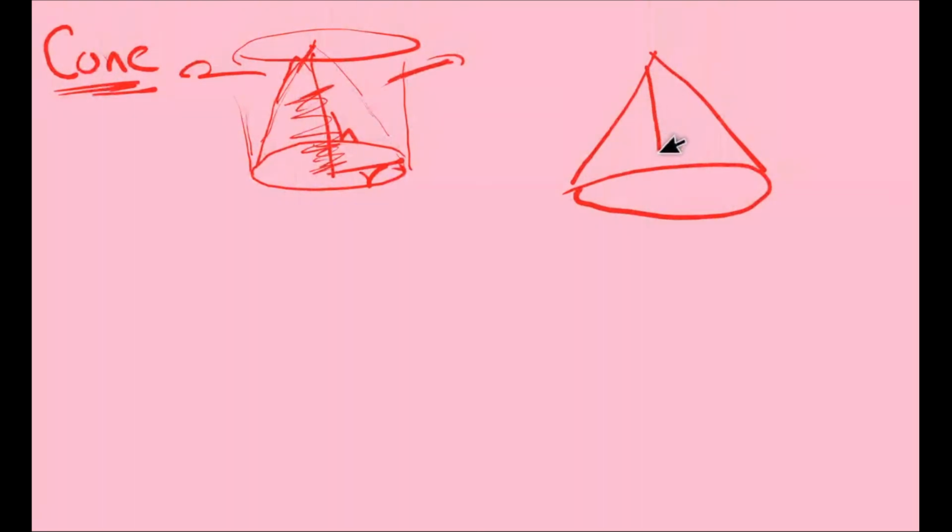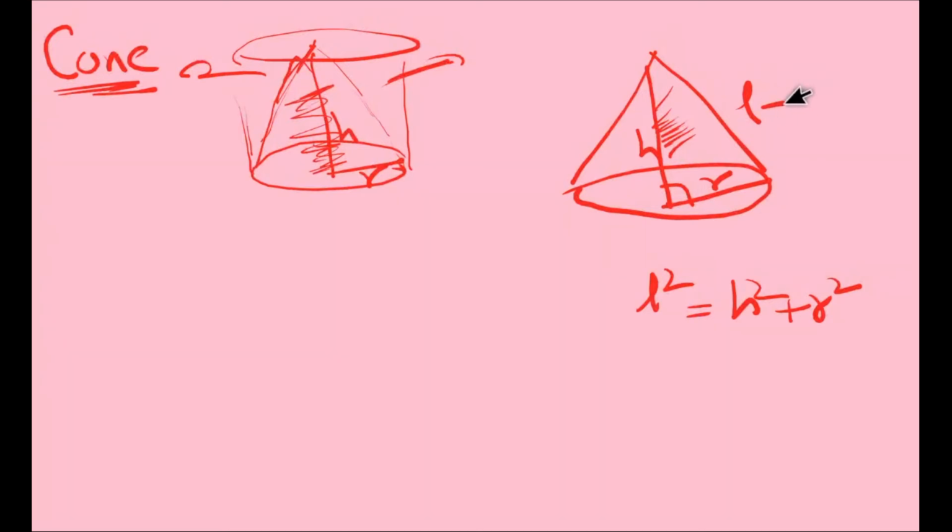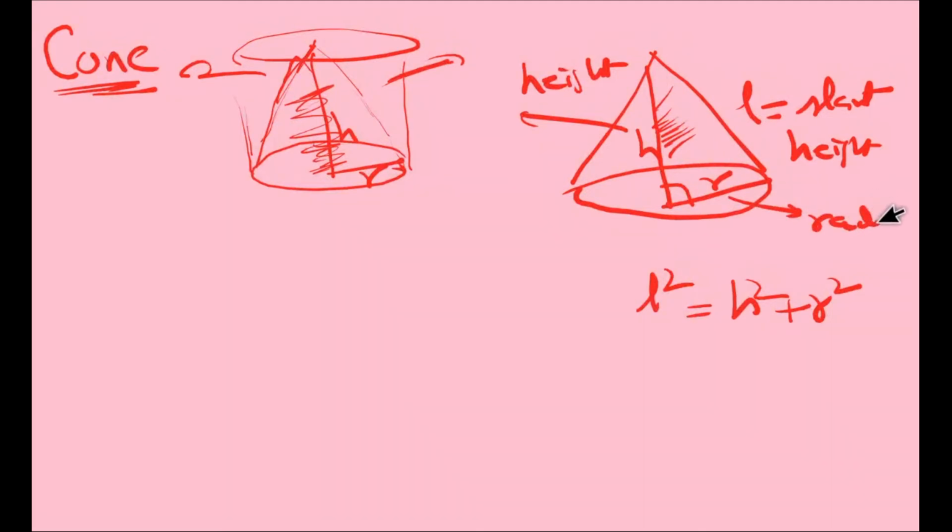Okay, this is the perpendicular height, this one is the radius, and this is the slant height. Now you can see in this triangle, using Pythagoras theorem, L square equals h square plus r square. L is the slant height, h is the height or perpendicular height, and r is the radius.